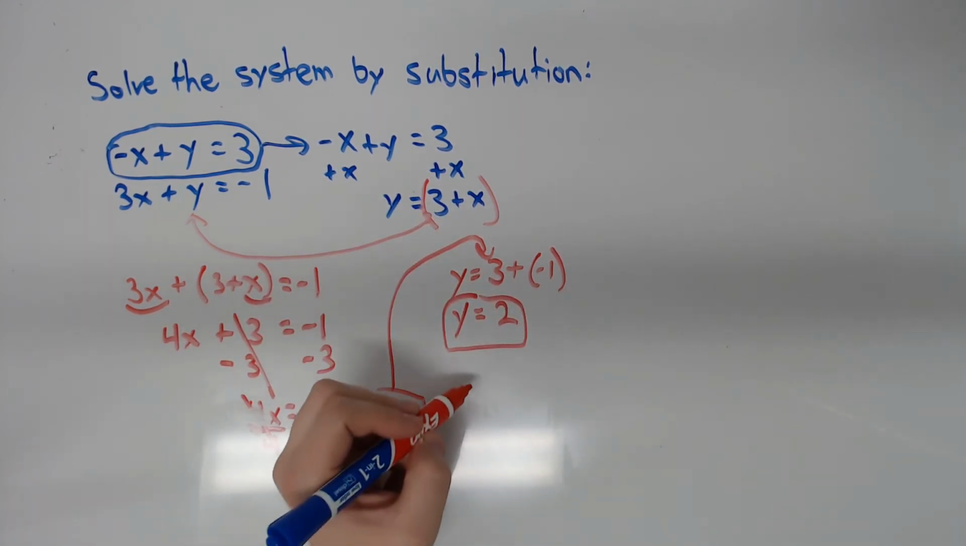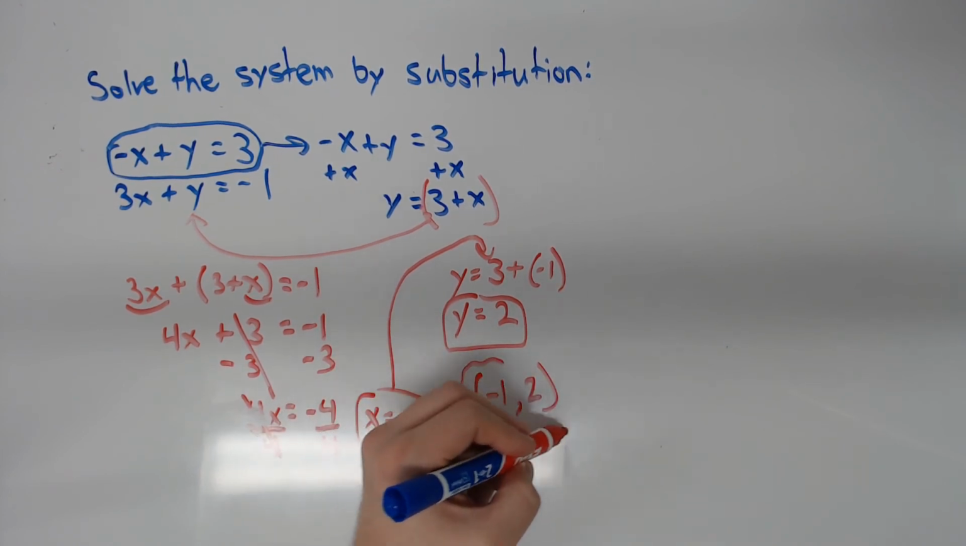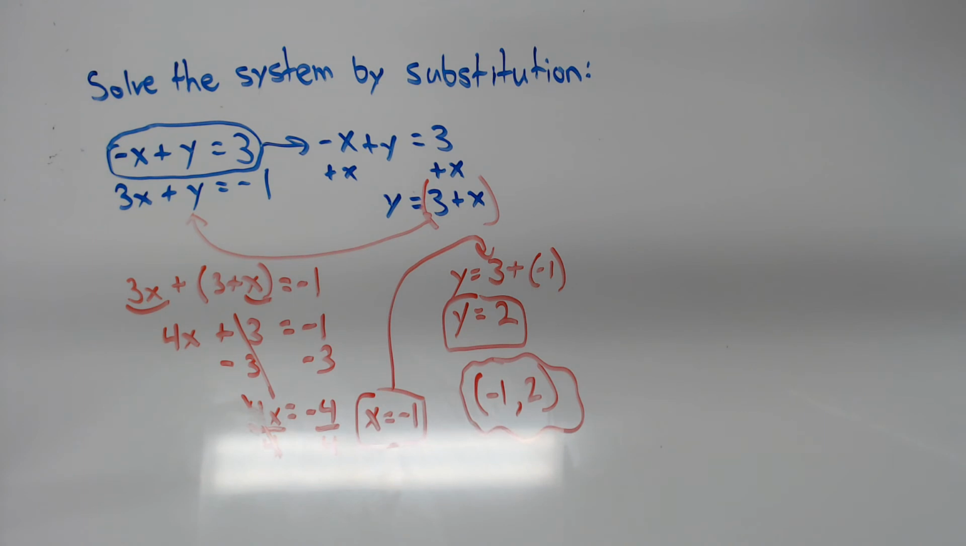And I have an x and a y value. I should write an ordered pair. That's my final answer: (-1, 2). That would be the point on a graph where they crossed. Again, we can visualize that by checking on Desmos, which we'll do together a lot in class.